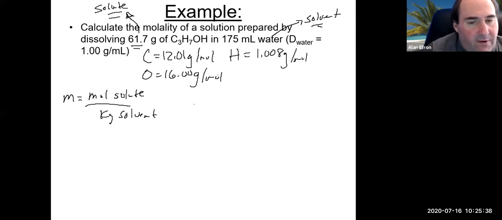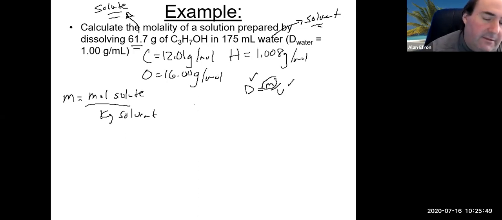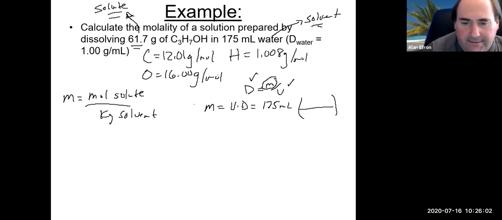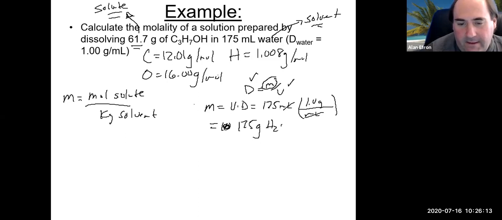So using the density of water and the milliliters, since D is equal to M divided by V, I have the density of water, I have the volume of water. That's going to allow me to calculate the mass of the water. So using the density equation, mass is equal to volume times the density. The volume is 175 milliliters. The density is 1 gram per milliliter. Milliliters cancel. Gives me 175 grams of water, which is close to what we need, but we do need it in kilograms.